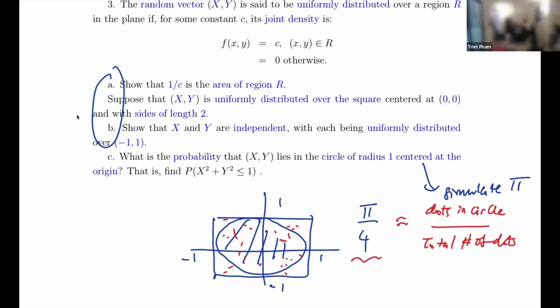The question, of course, is how many dots, right? How many darts do you have to throw in? How many trials do you need? How large should n be for this to be reliable?